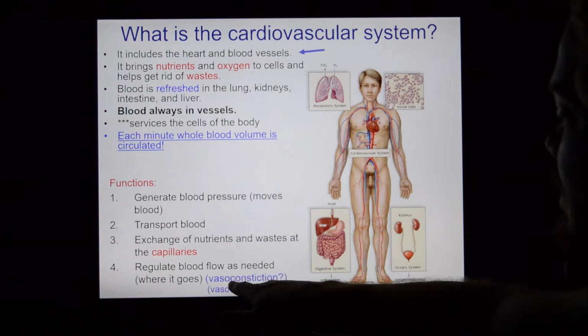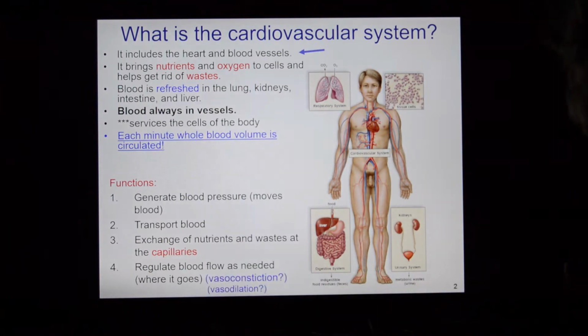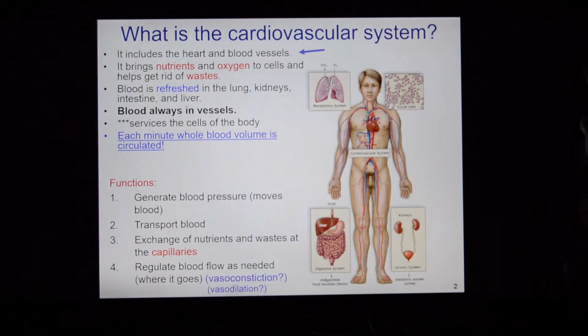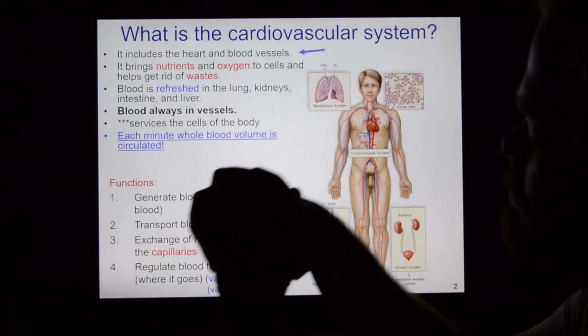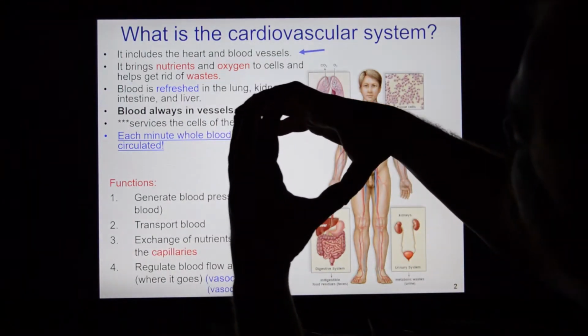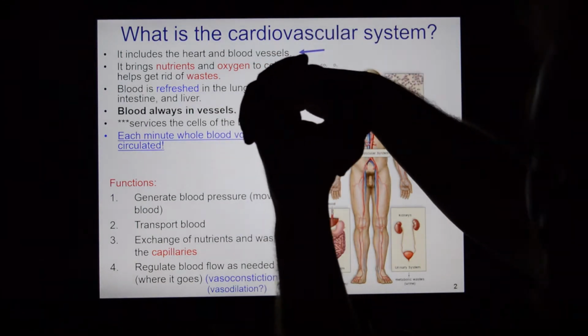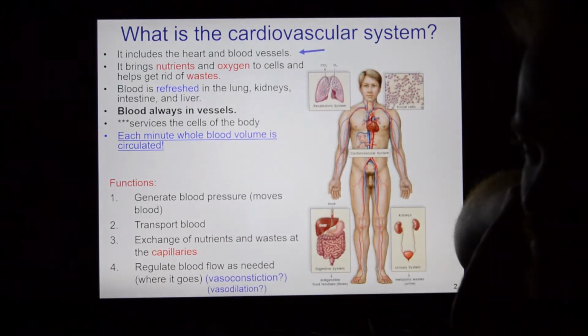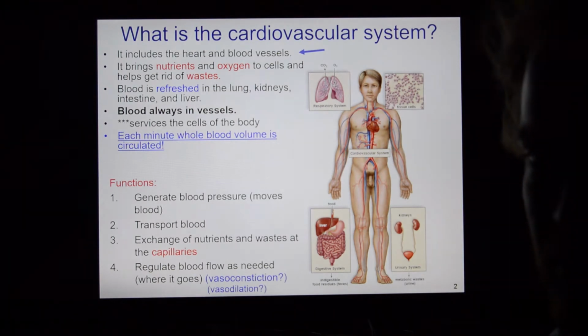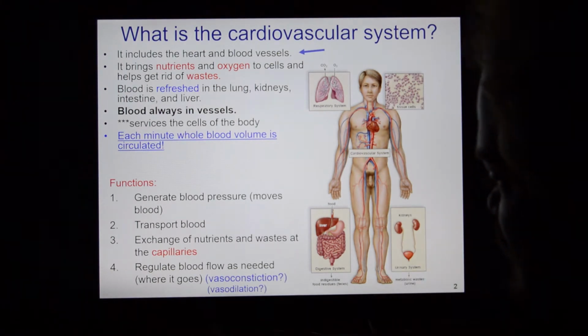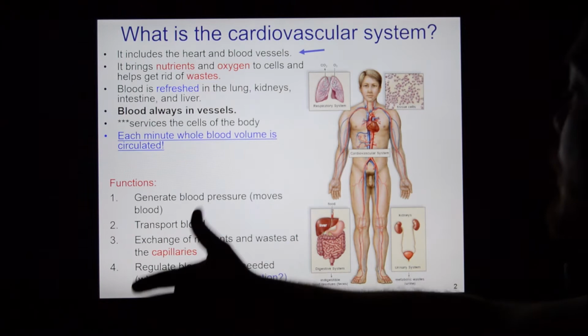This is going to be called vasoconstriction and vasodilation. I think we've talked about this before, but the idea is that you can constrict your blood vessels and make them get smaller. Vasoconstriction, to get smaller. When you make the blood vessels get smaller, it makes them less capable of transmitting blood. So by vasoconstricting a blood vessel, you can keep blood from going to a certain area.